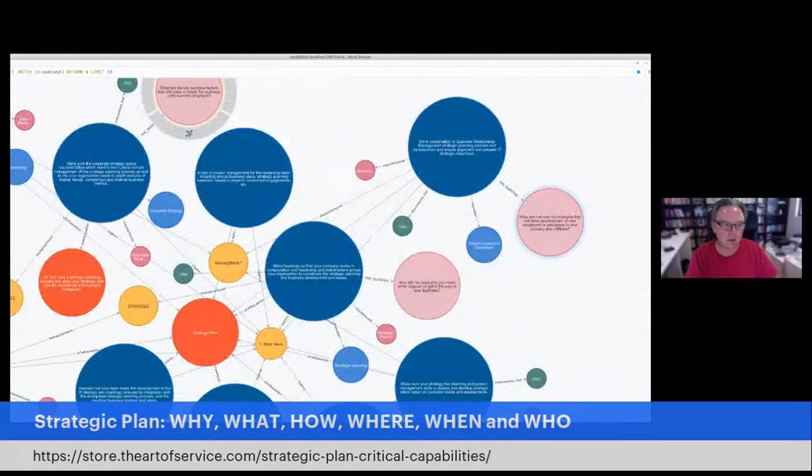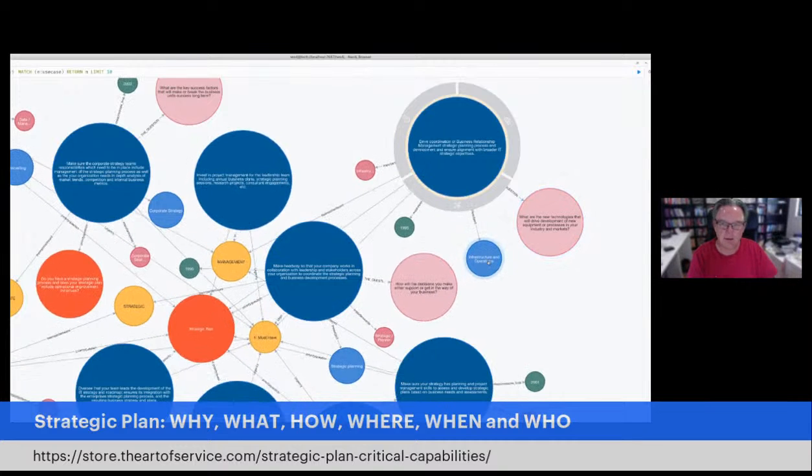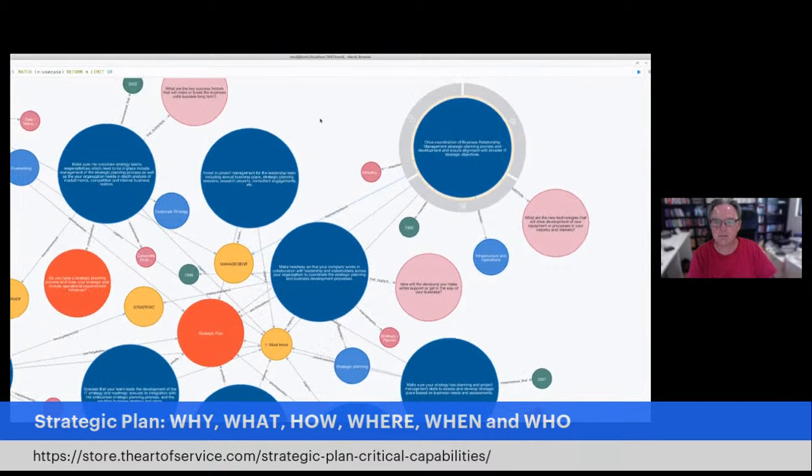Let's pick another question here. What are the new technologies that will drive development of new equipment or processes in your industry and markets? And that relates to drive coordination of business relationship management, strategic planning process and development, and ensure alignment with broader IT strategic objectives. All right, pretty cool, because it's related to infrastructure and operations.